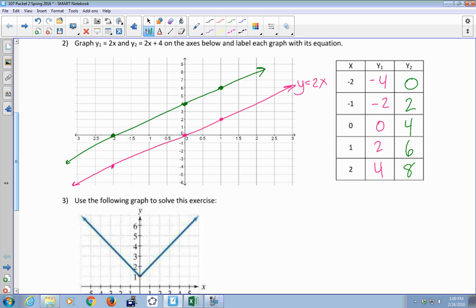Okay. What do you notice about those two lines? They're parallel. And how far apart are they? 4, yeah. Is that a coincidence that it's 2x and 2x plus 4 and the points are always 4 units apart? No. So this is a preview of a topic that we're going to talk about in a couple of days called transformations.